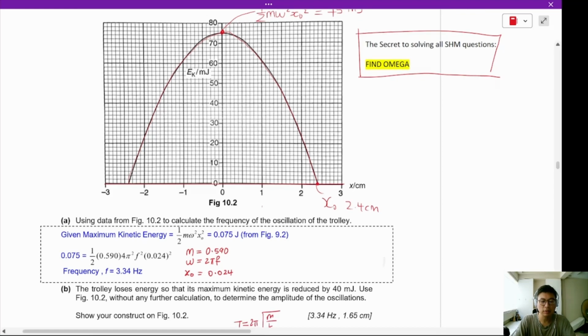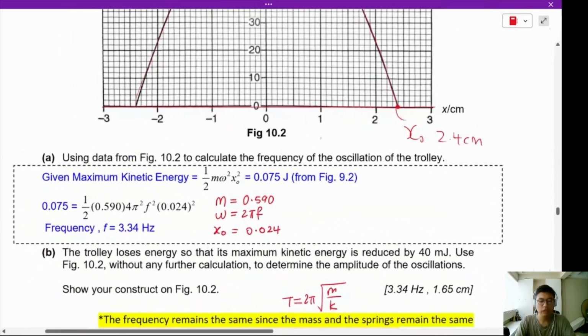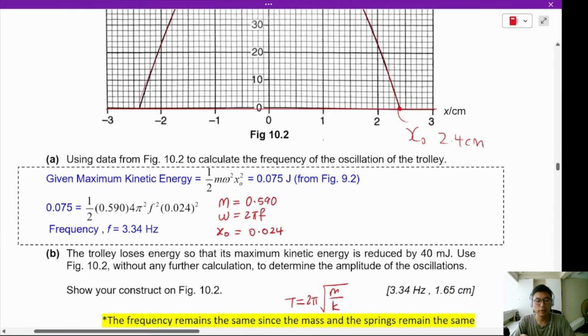We can then incorporate this information into the question to find out what is the frequency of oscillation. So over here, mass is 0.590, omega is 2 pi f, which is what we want to find, and then x is 0.024, so we fill it in. Then we get the frequency is 3.34 Hertz.